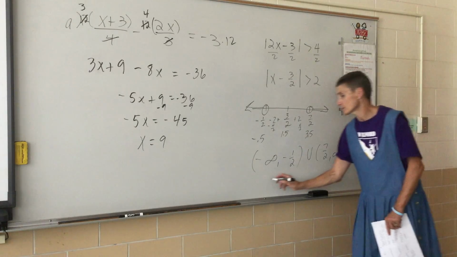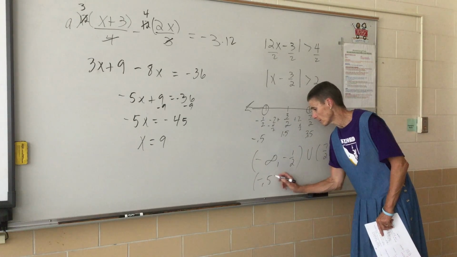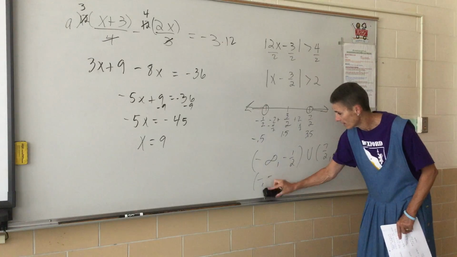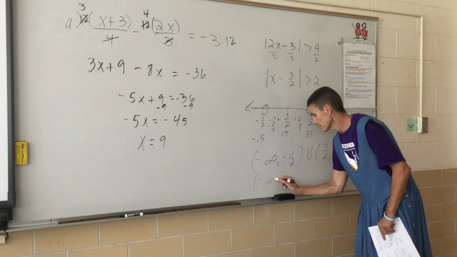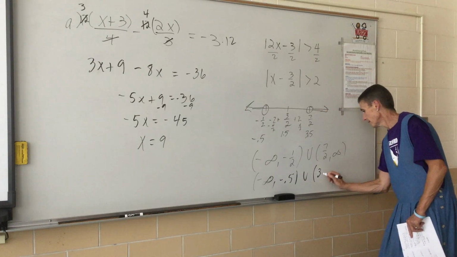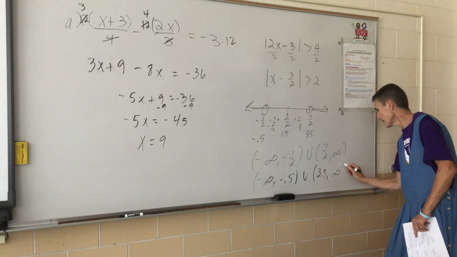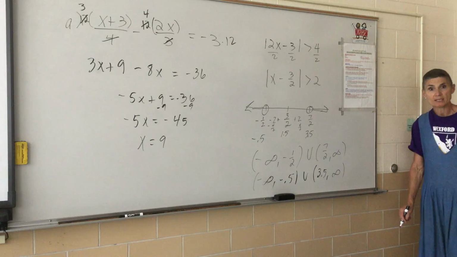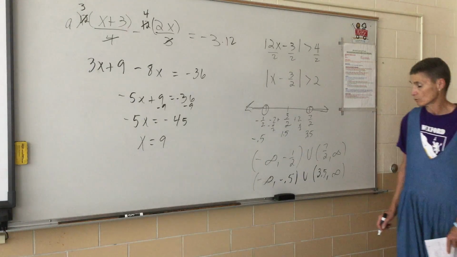In decimals, it would be the same interval, but I'll use 0.5 and 3.5. Doesn't matter to me at all whether you use fractions or decimals. It's whatever you're most comfortable with.